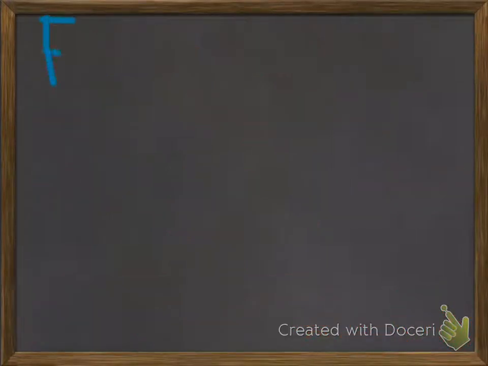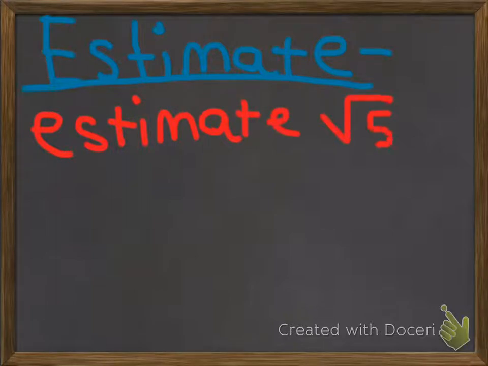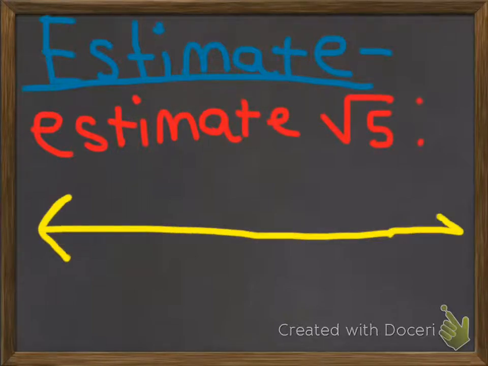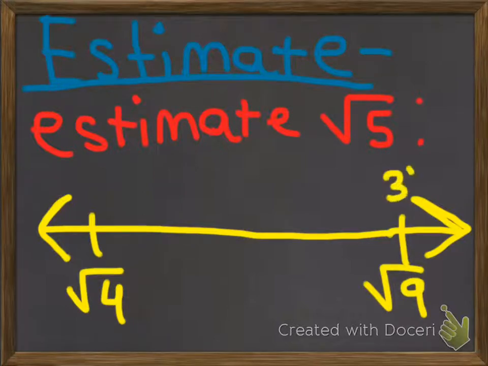Okay, now we're going to estimate square roots. This strategy is pretty complicated, but in a way easy. So first, write your number. So our number is estimating square root of 5. So first, draw a number line and find the two closest squares. The two closest squares would be square root of 4 and square root of 9. If you wanted, you could write in parentheses their exact number. For square root of 9 is 3 and square root of 4 is 2.